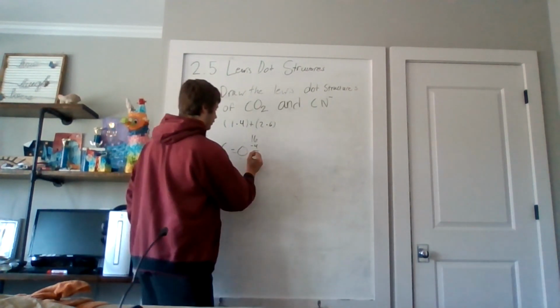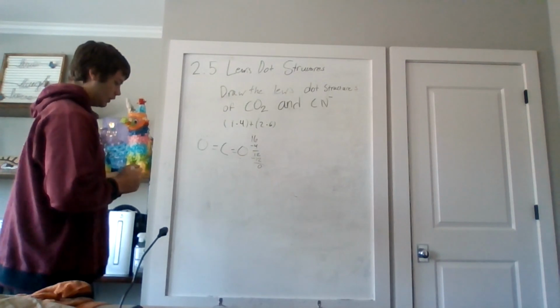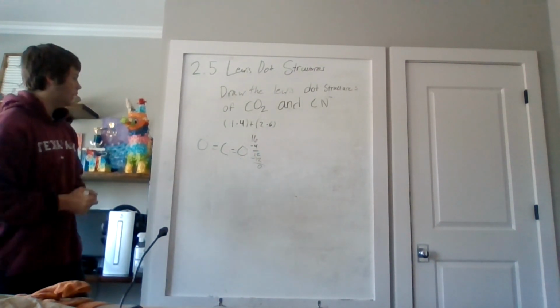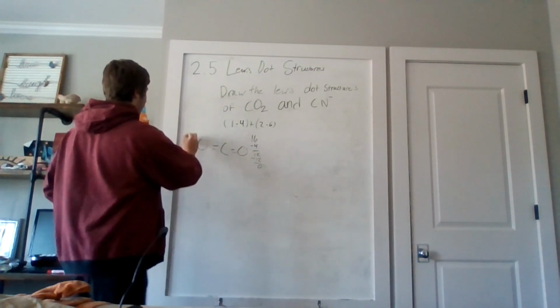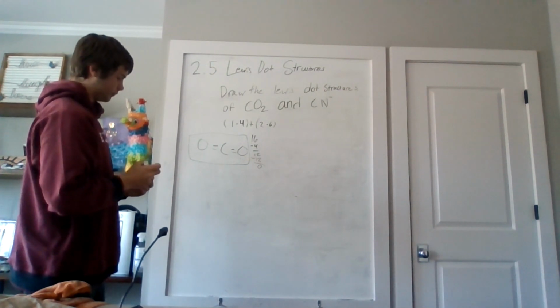And that will perfectly satisfy every single atom in that compound. So that is the Lewis dot structure of carbon dioxide.